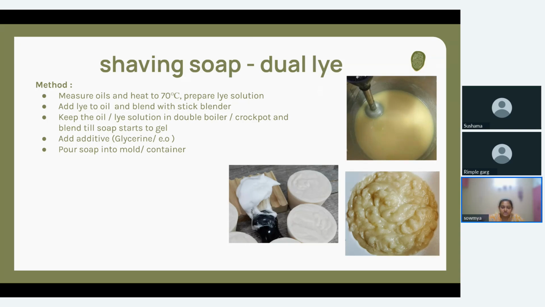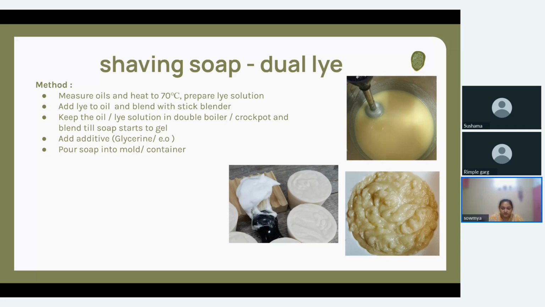Once it starts to gel, we will add our additives, like glycerin. Because shaving soap is very cleansing, and we don't want it to be too cleansing, we want a little bit of oiliness to be there. So we will add some humectants to it. Glycerin we will add, and we will also add essential oils just for fragrance. Once we have added all the additives, we will put it into molds.